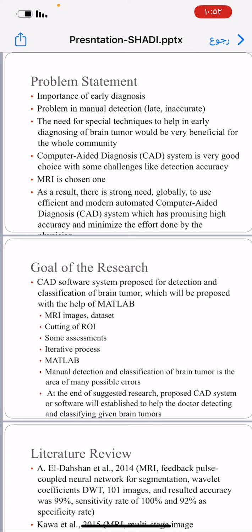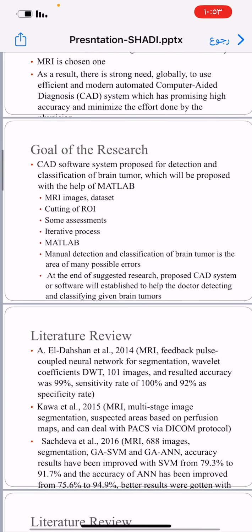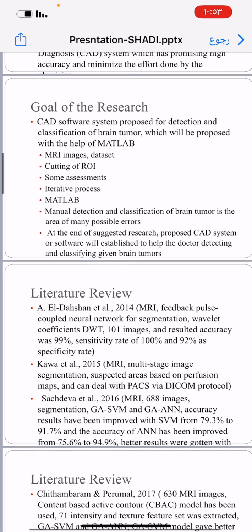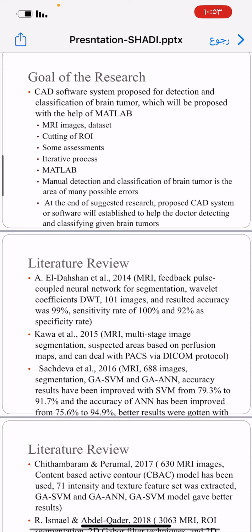Manual detection has some problems like inaccuracy and late detection. So the need for a special technique to help in early diagnosis of brain tumors would be very beneficial and helpful for the whole community. The CAD system is a very good one, and MRI is the chosen modality. So we will try to reach our goal of the research, which is a CAD software system proposed for detection and classification of brain tumors. This will be done using MATLAB.